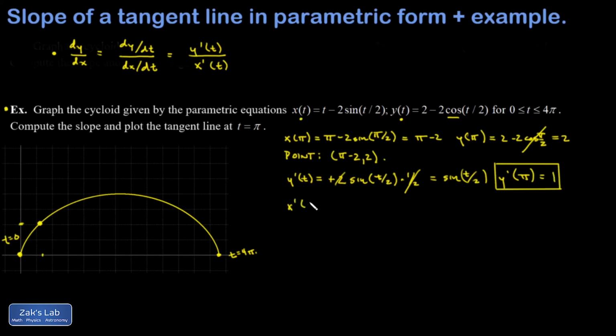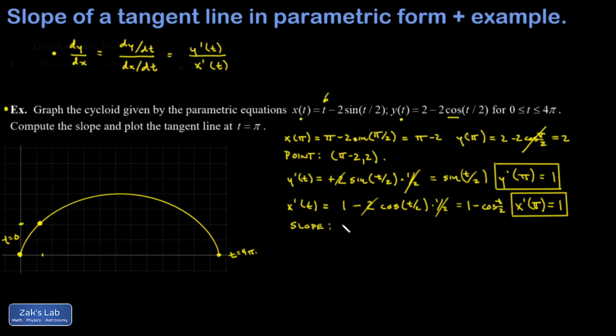Next, we check out x prime of t. And when I differentiate the t, I get a 1 minus 2 cosine t over 2. And again, the chain rule produces a 1/2 now from differentiating t over 2. And the 2 and the 1/2 cancel out. And I get, in general, that x prime of t is 1 minus cosine t over 2. But specifically to the point of interest, x prime of pi is 1 minus the cosine of pi over 2, which again just gives me 1. So that's simple enough. My slope at t equals pi is going to be 1 over 1. In other words, it's just 1.